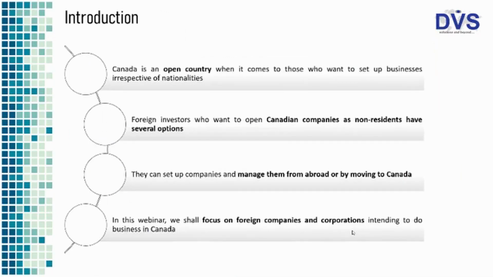Canada is an open country when it comes to those who want to set up businesses, irrespective of nationalities. Foreign investors who want to open Canadian companies as non-residents have several options to set up companies in multiple provinces in Canada, which you're going to understand in the next few slides. They can set up companies and manage them from abroad or by moving to Canada. Once the company is set up, they can even apply for permits, and based on the strengths of the company being set up, they are also issued permits to come into Canada. In this webinar, our focus will be on foreign companies and corporations intending to do business in Canada.